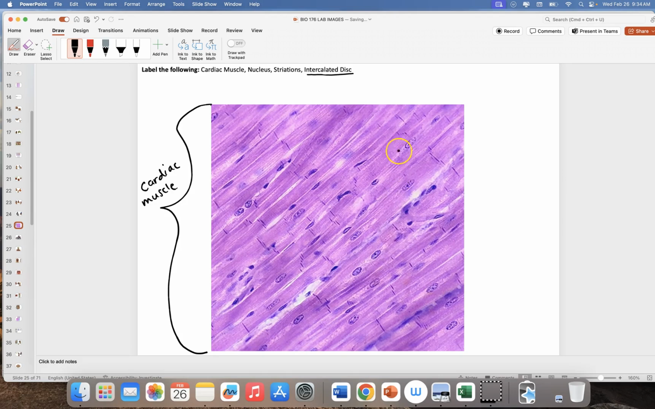And we can identify our cells because we can see the nucleus of the cells. So these oval shaped structures are the nuclei. I'll just go ahead and pick out a couple here for us to identify. And what is unique to cardiac muscle tissue that's different from skeletal muscle tissue is we are generally going to see one nucleus per cell.